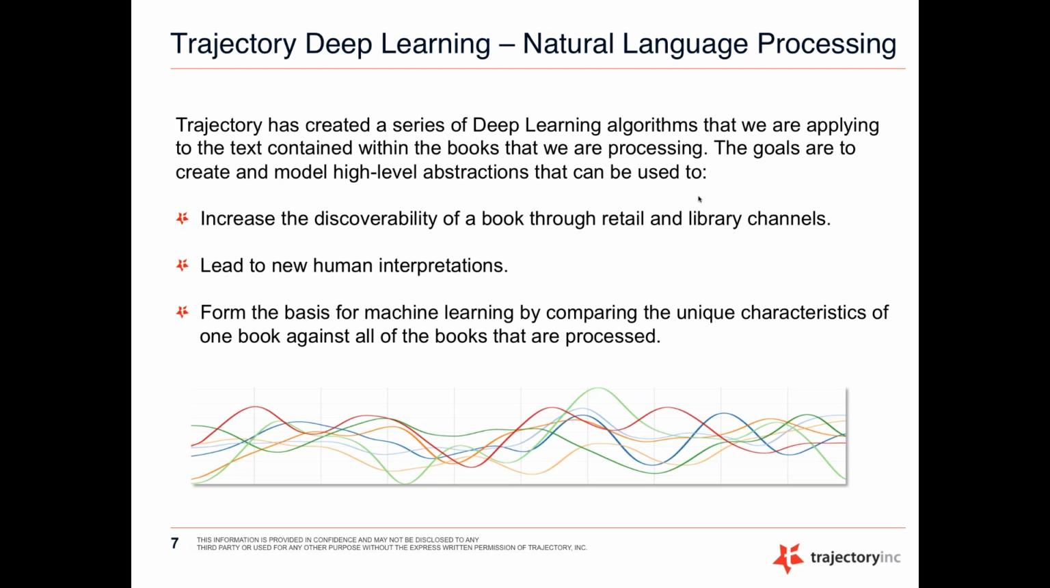So we've created a series of deep learning algorithms that we're applying to the text within any book or journal that we're processing. Our goals are really to increase discoverability of that book through library and retail channels. We're also hopefully leading to new interpretations of that book. And we're using that as a basis for machine learning by comparing that particular volume against every other book or journal or article within our system.